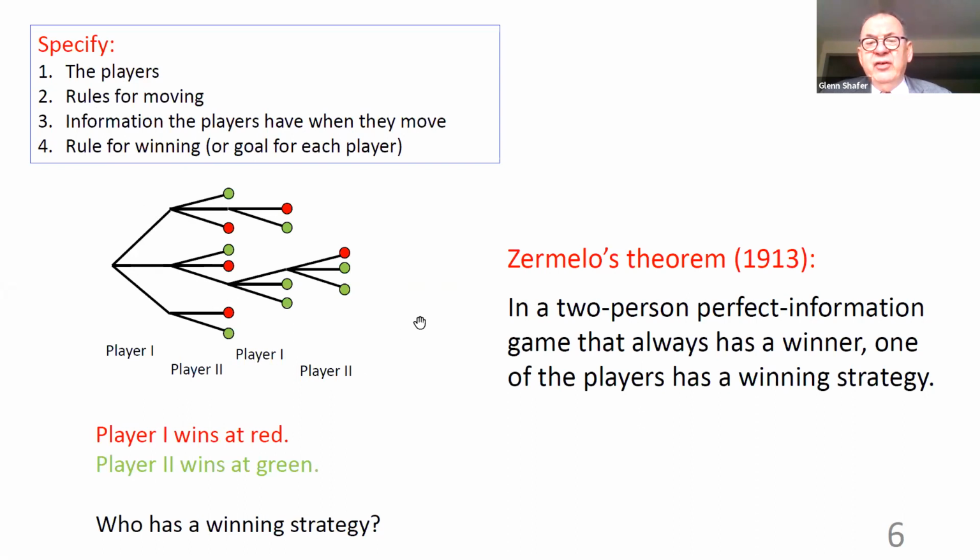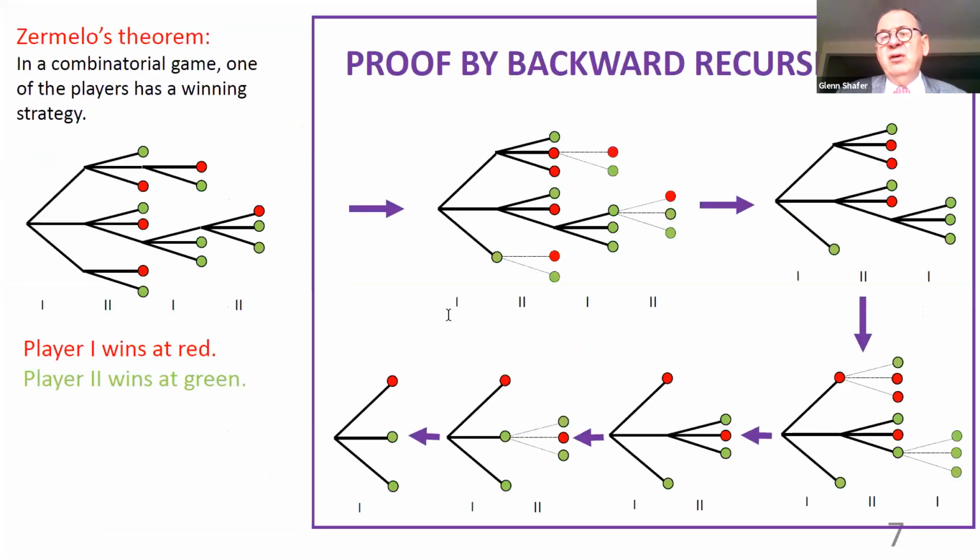Who has a winning strategy? Zermelo says one of the players has a winning strategy. And we can prove Zermelo's theorem by just looking at this example. Why is it that one of the players has a winning strategy? Maybe you've seen this before, but the proof is by backward recursion.